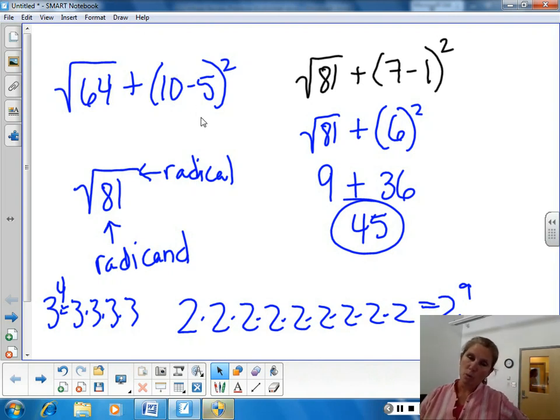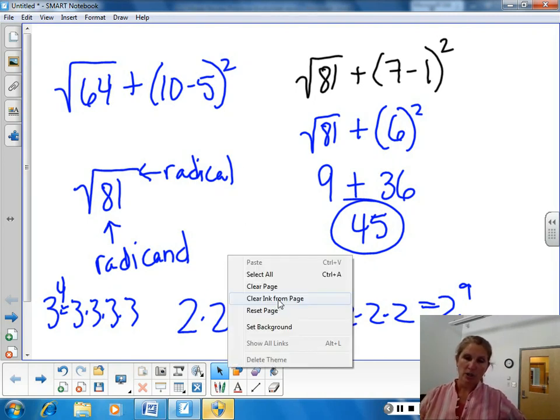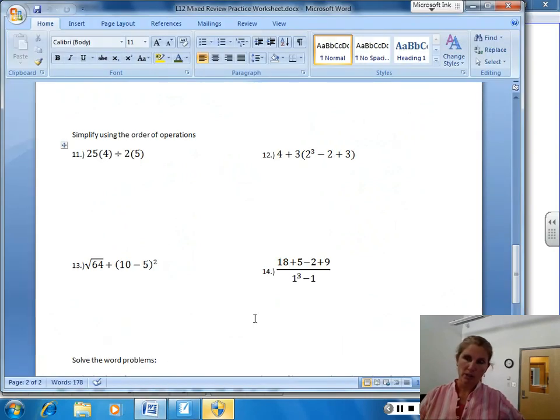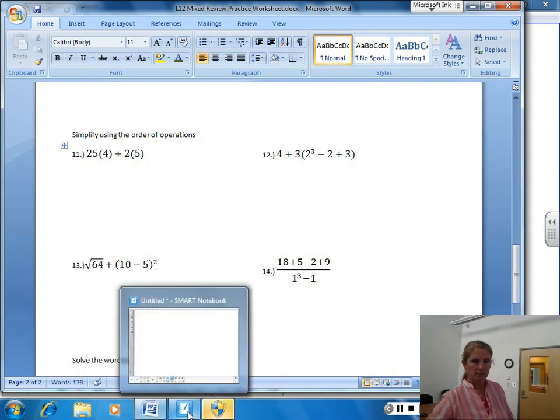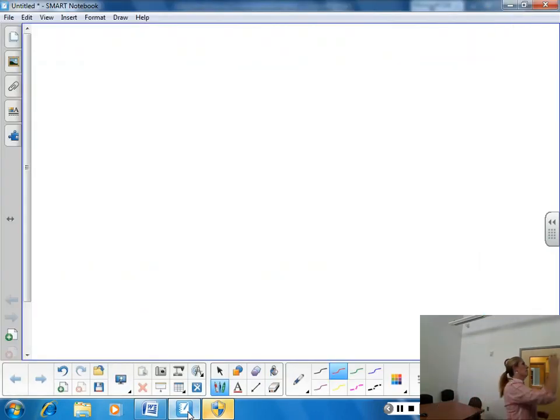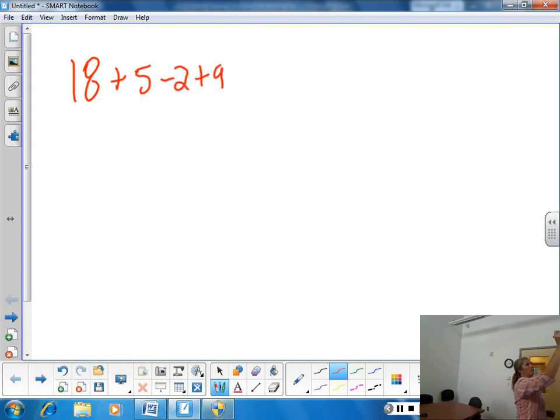You're going to do more of solving using the order of operations, or simplifying using the order of operations when you get into Math 90. So don't get too upset about it now. It's not part of your transition test, really. You have to know other things to get there. So this one's got a fraction bar, and it's got 18 plus 5 minus 2 plus 9. And on the bottom, I don't think there's any parentheses. On the bottom we have 1 to the third minus 1. So let me give you one similar.